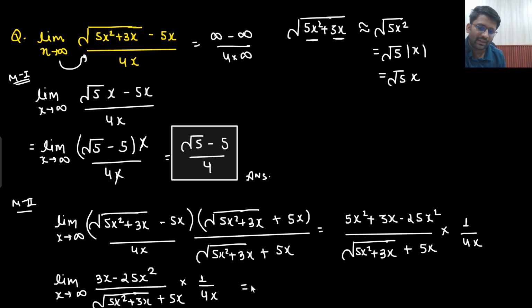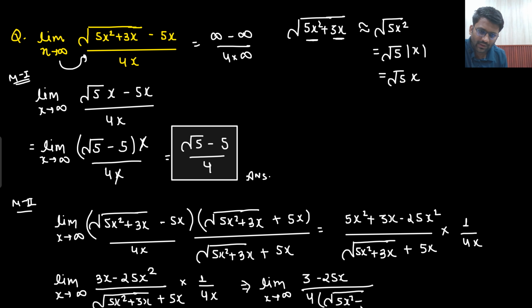So what I will be getting is limit x tending to infinity. X I will take common from here, so I will get 3 minus 25x divided by 4, because x and x has got cancelled out, and then under root 5x square plus 3x plus 5x. This is what I will be getting. Is that clear to you? Is the complete process clear to you?